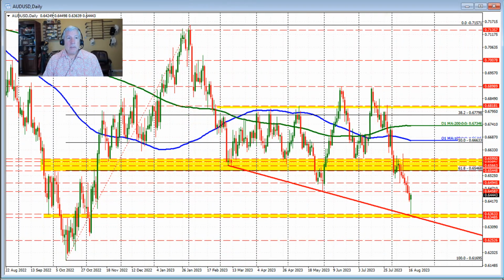This is a Forex Quick Look. I'm going to take a look at the Aussie versus US dollar and the New Zealand versus US dollar. Today's date is August 17, 2023. So I'm going to take a look at the Aussie versus US dollar, looking at the daily chart here.